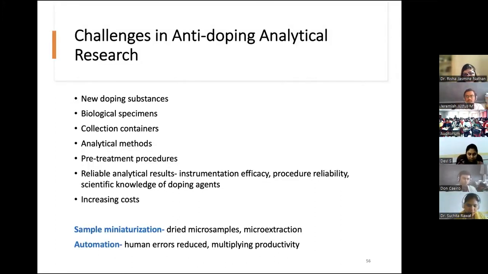Sample miniaturization is what I talked about, using micro extraction techniques and dried micro samples. These days, there is much research going on into the extraction of drugs, even from dried spots. Even for crime scenes, even for dope testing, they will prick the finger of the athlete and put a drop of blood on a filter paper, and that can be analyzed for 200, 500, or 1,000 drugs. Realistically speaking, they will not be taking 500 drugs, but whatever analytes are present are tested, because the drugs get metabolized, so their metabolites are also tested along with the main compound.